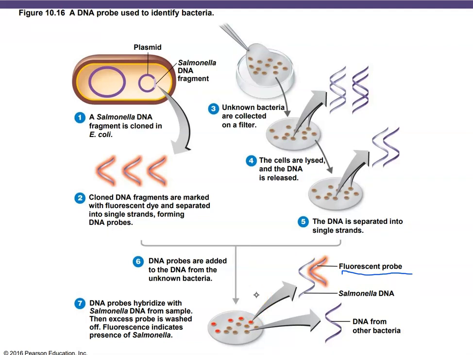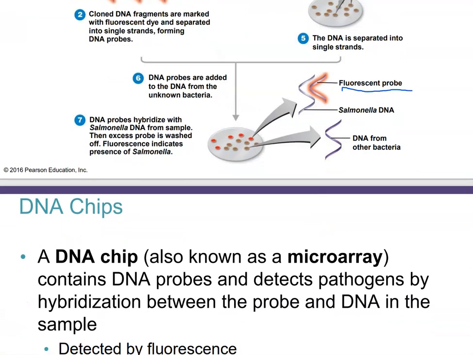So because it's a matching sequence, it will form a double strand, and then you can determine by the fluorescent signal that you're getting that, oh yeah, my probe has found its match, so therefore that DNA that I was looking for was actually present.